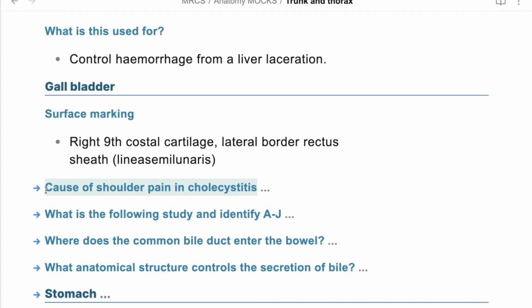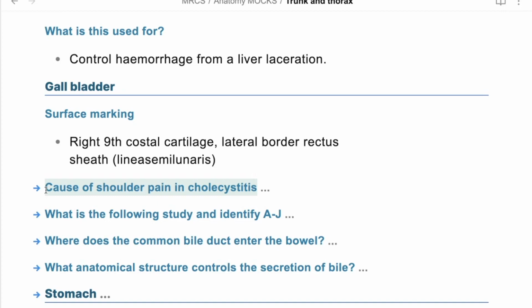Yeah, it's not really clear what you're trying to say. So why do you have pain in the shoulder? You said something about the nerve supply. What is the nerve supply that you know of? It is called referred pain and C3 and C4, I guess.